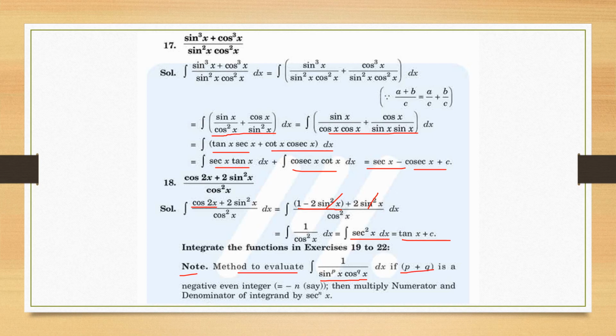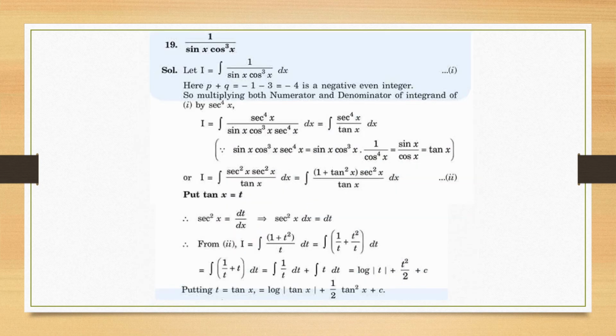We will add up the powers, right? So which is a negative even integer, say minus n, right? Why negative? Because they are in the denominator. Then I need to multiply the denominator and numerator by secant raised to power n, secant raised to power n x. And see how it is applicable in this question.